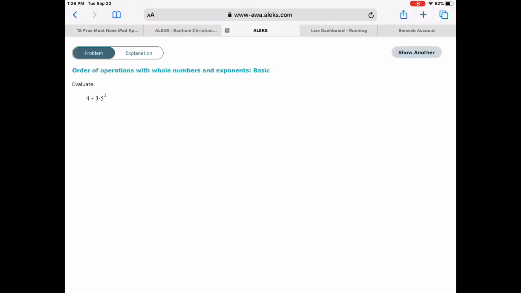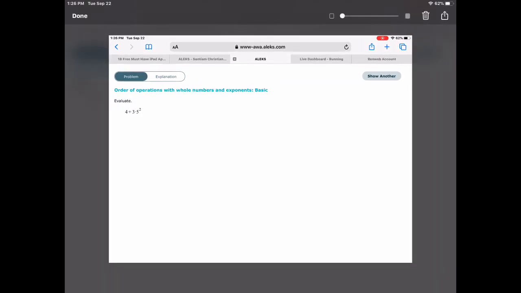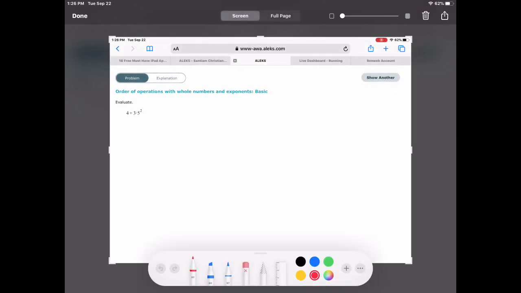Alrighty, next problem. This is fun. Order of operations with whole numbers and exponents. Alright, so here we don't have any parentheses, but definitely this exponent is going to come first. So let's take care of that. 4 plus 3 times 5 squared. And remember that 5 squared, the exponent just means multiply it by itself the same number of times as the exponent.